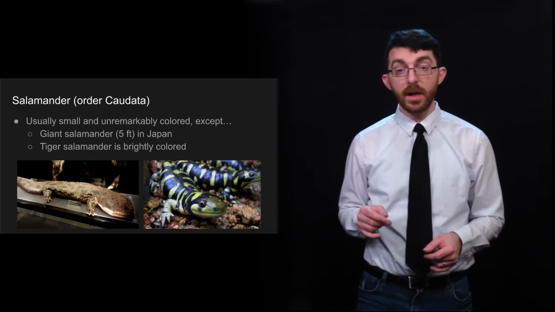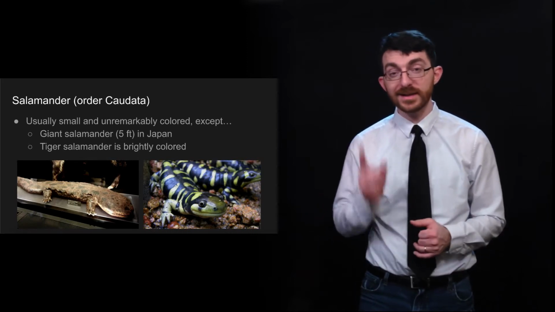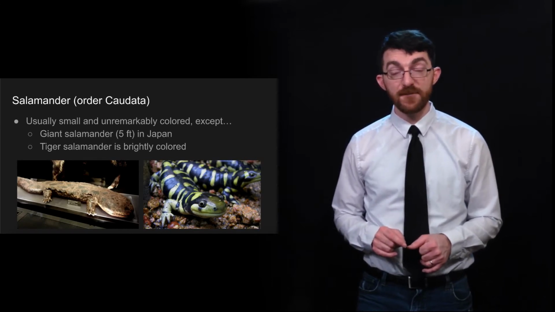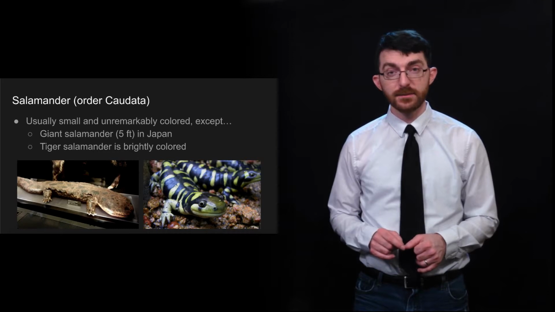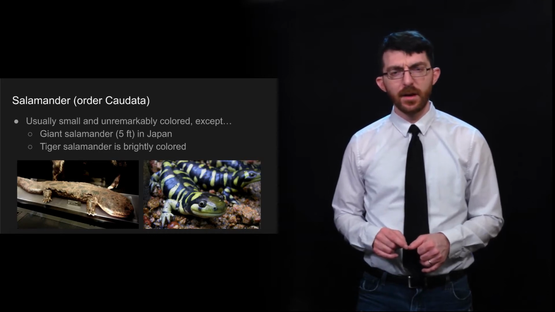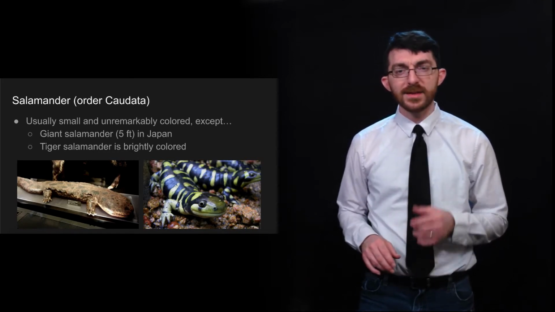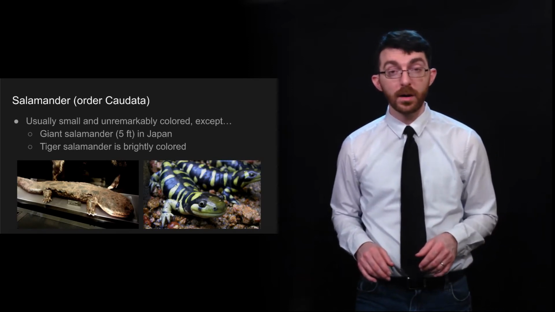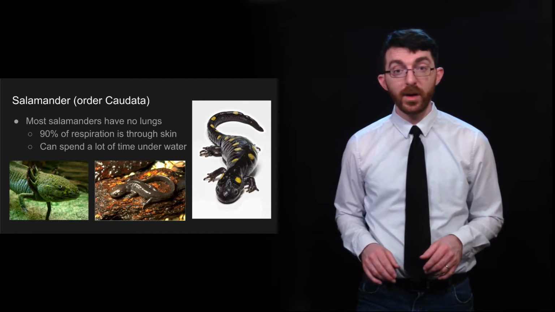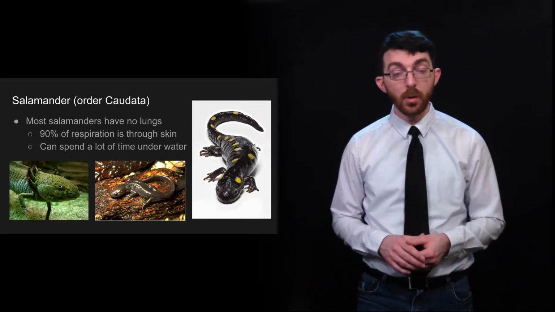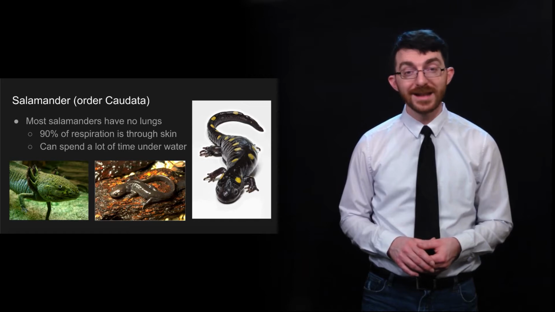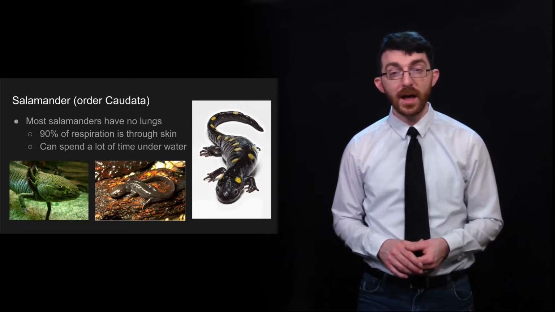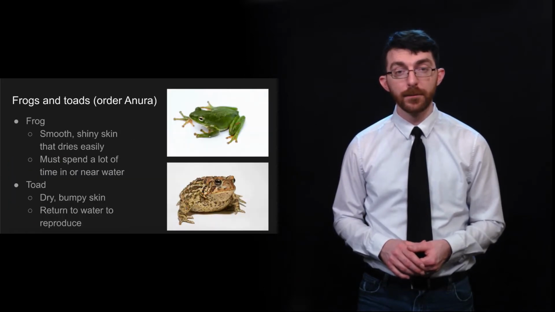They are usually small and unremarkably colored, pretty plain, except for the giant salamander in Japan, which is 5 feet long. That's like taller than you guys, isn't it? Or maybe some of you. And the tiger salamander is also brightly colored, so that would be order Caudata, the salamanders. We also have usually no lungs in salamanders because 90% of their respiration is through their skin, and that means that they can spend a lot of time underwater.